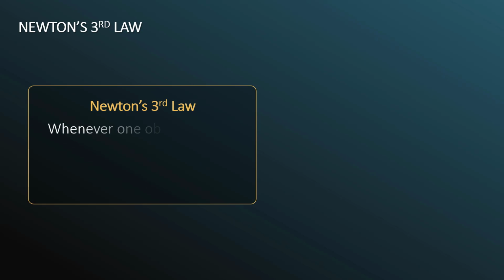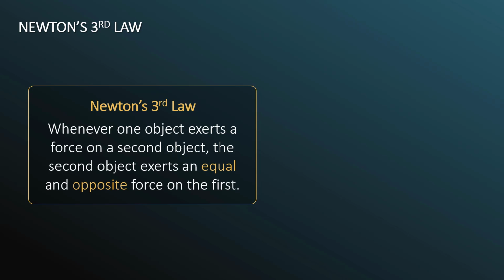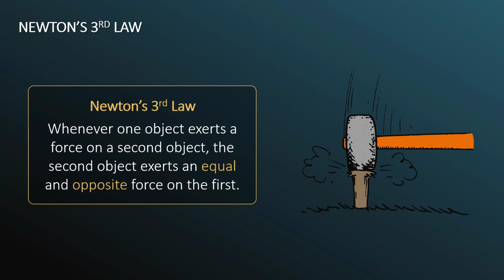Newton's third law states that whenever one object exerts a force on a second object, the second object exerts an equal and opposite force on the first, which is what we saw in the previous slide, where the moon is being pulled on by the Earth and the Earth is being pulled on by the moon. A more mundane example is here, where we have a hammer slamming into a nail. So the hammer applies a downward force to the nail that drives the nail into the wood, let's say. Likewise, the nail applies an upward force to the hammer that stops the hammer from moving.